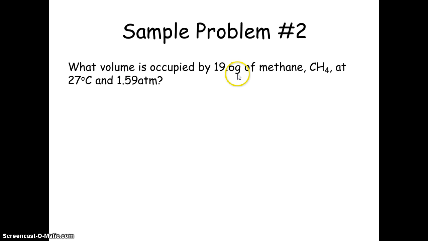Here, we know that we have 19.6 grams of methane. The temperature is 27 degrees Celsius, and the pressure is 1.59 atmospheres. So our first thing is we're given the mass. What we need to find is the number of moles. Remember, PIVNERT only works if we know the number of moles. We have our temperature in Celsius, not good enough. We need to convert to Kelvin. And we have our pressure.